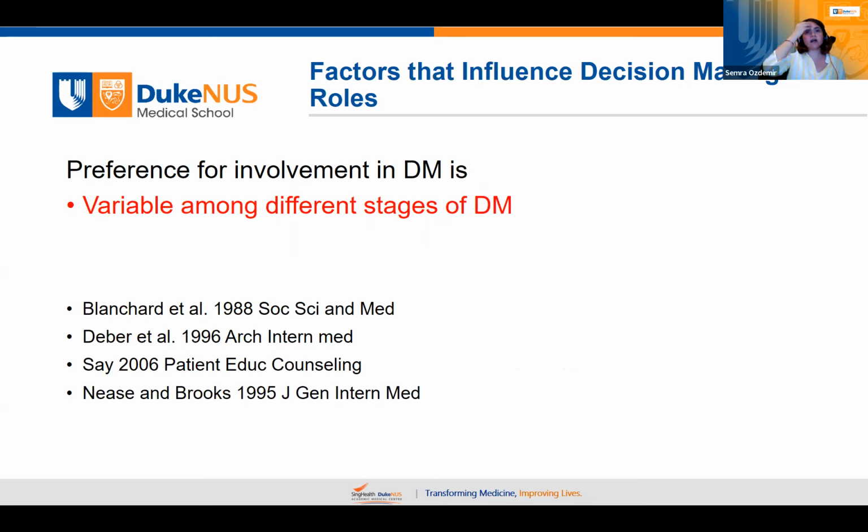Okay, so I thought, after talking about different stages, I wanted to briefly summarize the literature in these different areas. As far as I am aware of the literature, what I have seen is that preferences for involvement in decision making are variable among different stages of the decision making process. Patients are more willing to share information or be involved in the discussions, but when it comes to making final decisions, maybe they are less willing to take the lead. This is general, on average, what we are seeing from the literature.